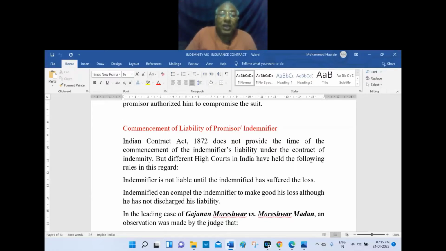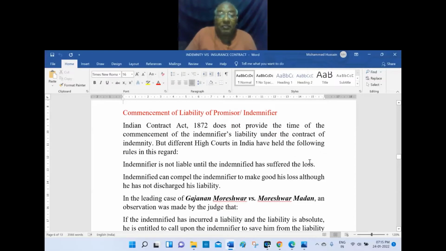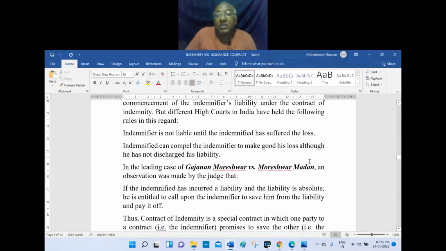Number 3, oblique. The Indian Contract Act 1872 does not provide the time for the commencement of the indemnifier's liability under the contract of indemnity. But different high courts in India have laid down the following rules in this regard. Whenever the victim is there under the insurance contract, they have to bring it to the notice of the insurer immediately. If it is an accident, he has to make a complaint at the nearest police station. One should also check whether the vehicle is insured, and if so, with which company.